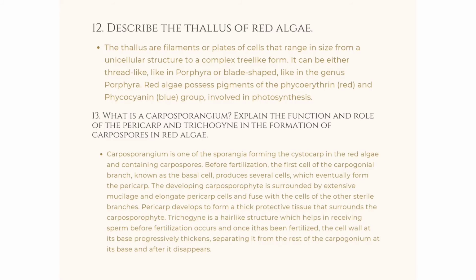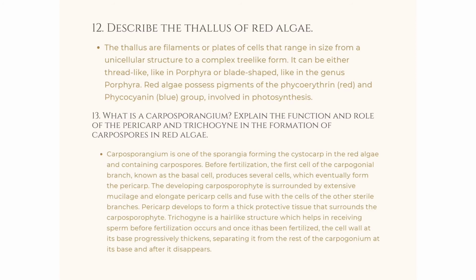Okay, next. Describe the thallus of red algae. The thallus consists of filaments or plates of cells that range in size from a unicellular structure to a complex tree-like form. It can be either thread-like, like in Porphyra, or blade shaped. Red algae possess pigments of the phycoerythrin and phycocyanin group, which are involved in photosynthesis.